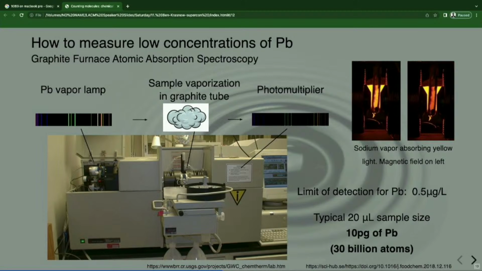So typically what you do is put in 20 microliters, just a little bit shy of an eyedropper drop, into this graphite tube. And unfortunately, at 0.5 micrograms per liter, this little droplet you're putting in is only about 20 microliters, and so that only has about 10 picograms of lead actually going into the graphite tube. And that turns out to be about 30 billion atoms.